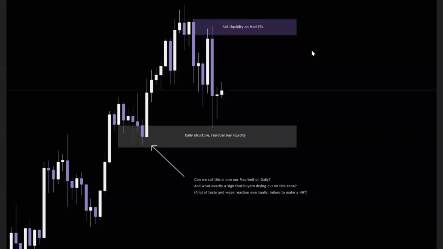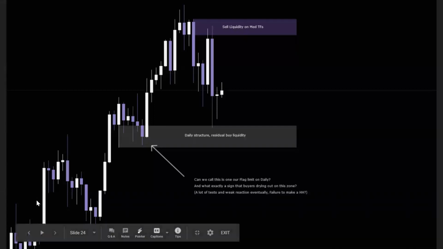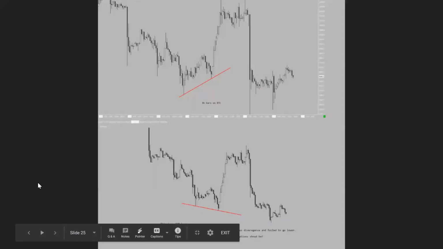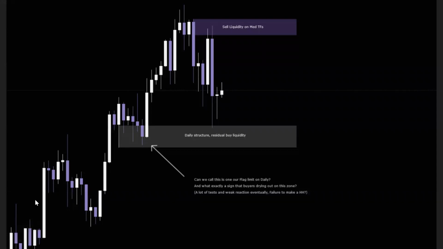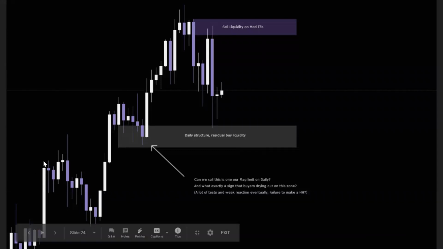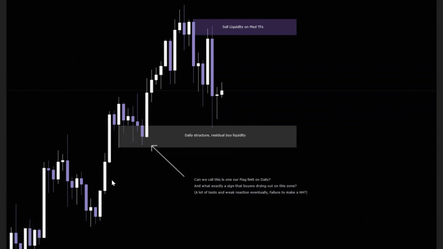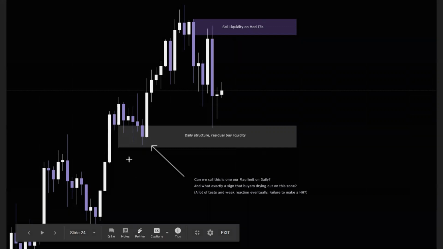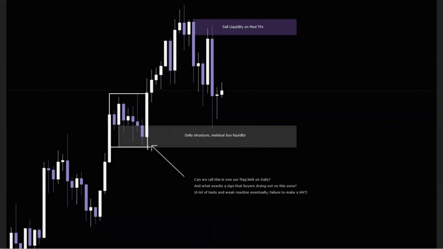Right. I got these sent through a minute before the webinar, so I haven't had the chance to even look at them yet, but let's just go through it. So Bitcoin again on daily time frame. I like the way you've marked this out. This is a daily FTR.